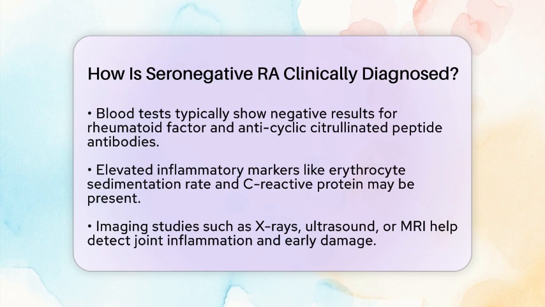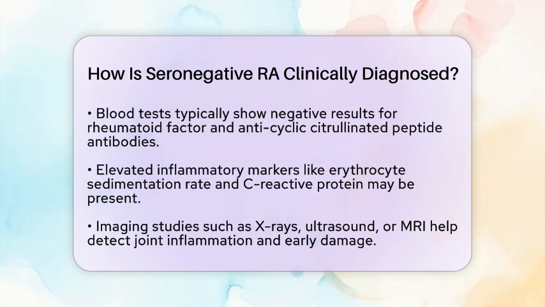The diagnosis relies on established criteria. This includes having at least one swollen joint that cannot be explained by another disease, a symmetrical pattern of polyarthritis, and evidence of inflammation both clinically and through imaging. The negative results for rheumatoid factor and anti-cyclic citrullinated peptide tests confirm the seronegative status.